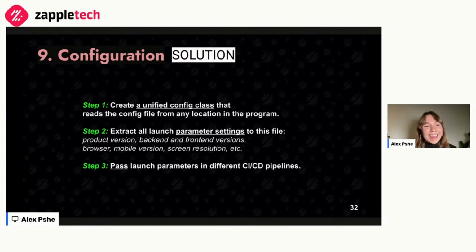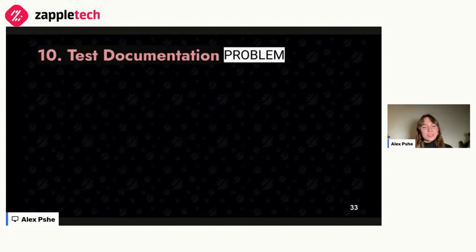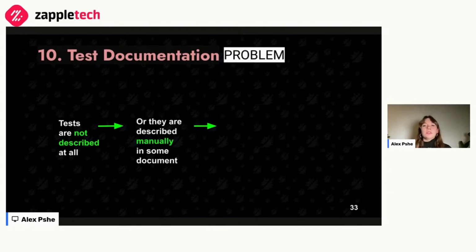And our last problem, but not least, and I think one of the most important, is the test documentation problem. A popular situation is that tests are not described anywhere at all, or they are described manually in some document. So you can assume it's quite difficult to maintain this document, because tests, especially in the beginning, change very fast.